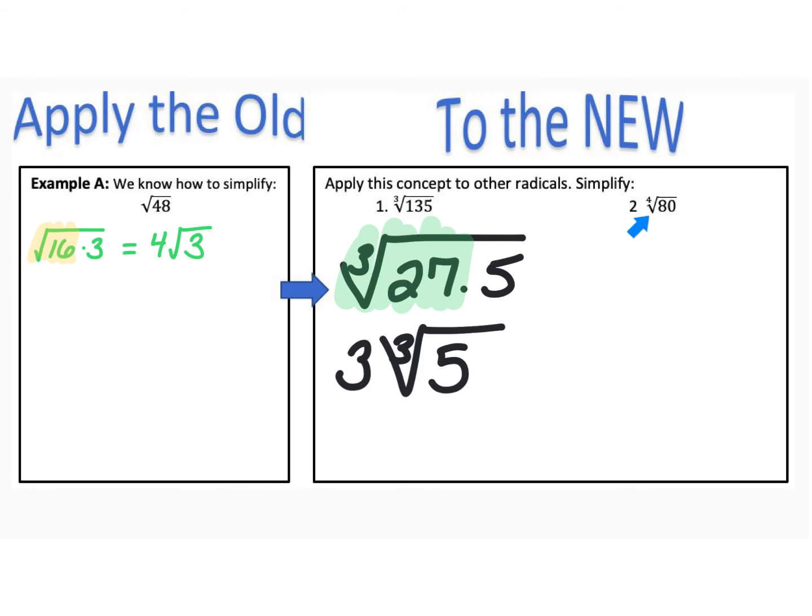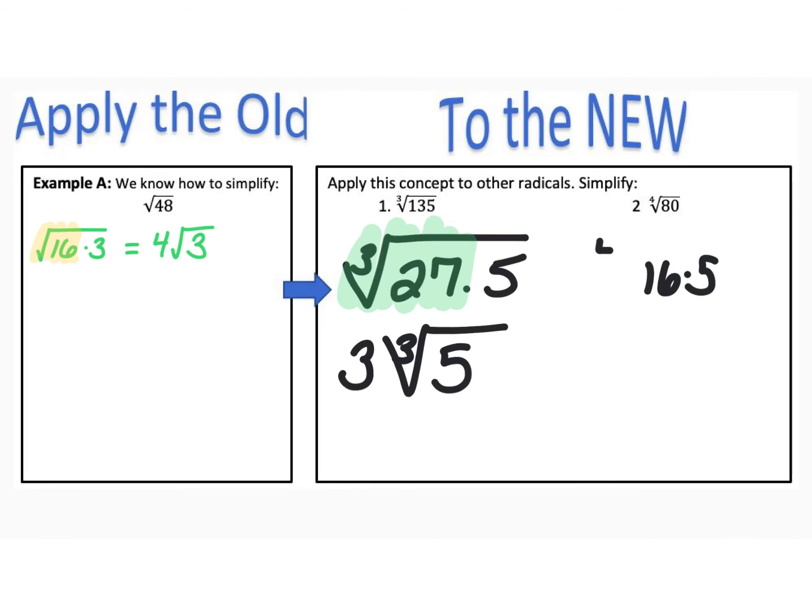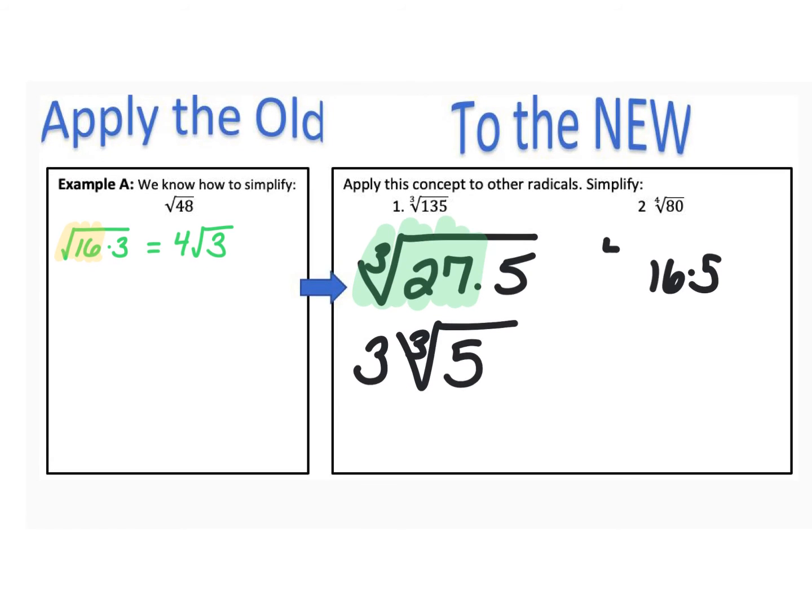So with the fourth root, I need something to the fourth power. So, off on the side, I think, okay, so what's 2 to the fourth? 2 to the fourth is 16. So I check, does 16 go into 80? And it does. It would be 16 times 5. So I'm going to make this the fourth root of 16 times 5.